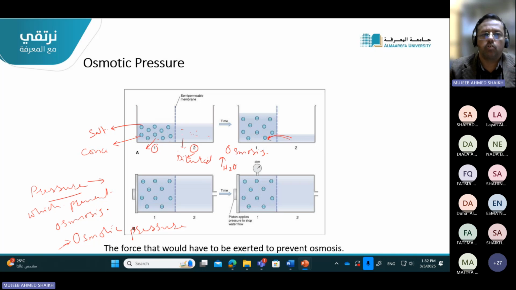What is osmosis? Osmosis is diffusion of water. If you want to stop diffusion of water from its higher to lower concentration, you apply some pressure, and that pressure is called osmotic pressure. It is the force that would have to be exerted to prevent osmosis. Understood?